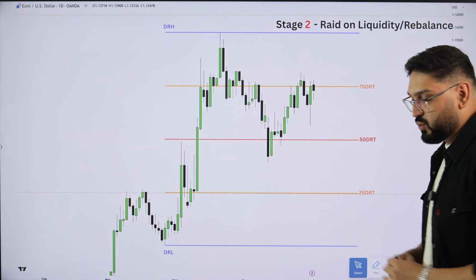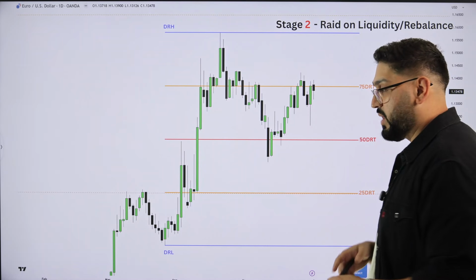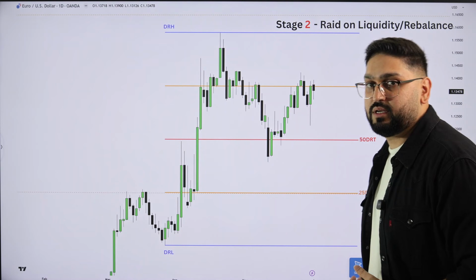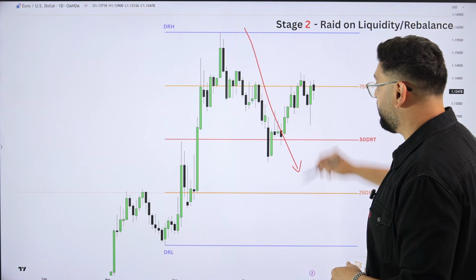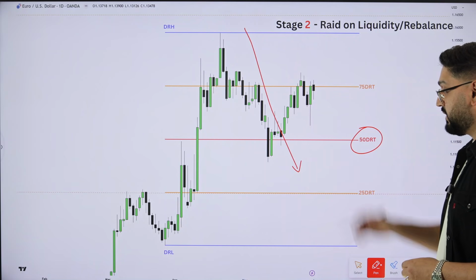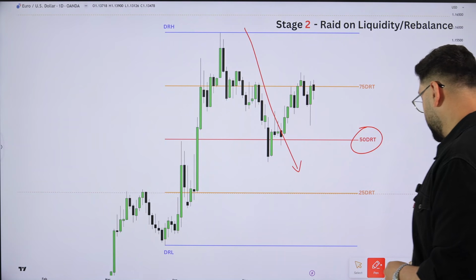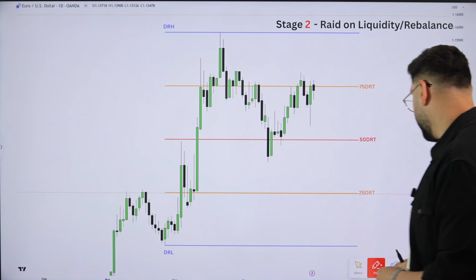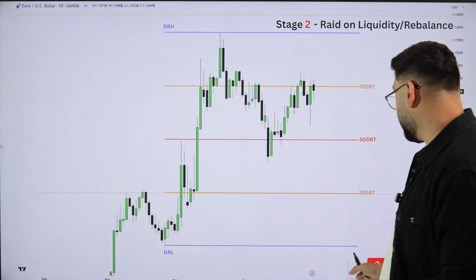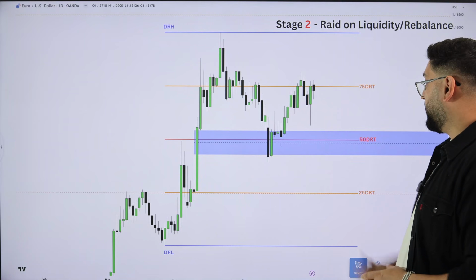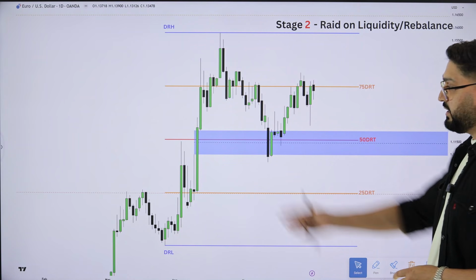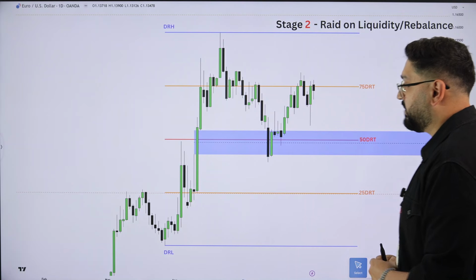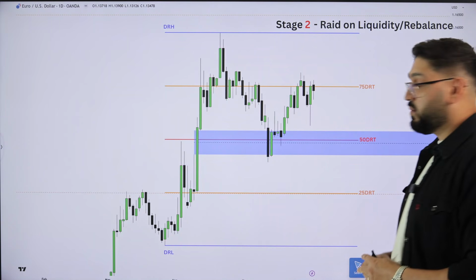Now, after stage 1, when we have identified our higher time frame type 2 dealing range, we can use this current dealing range as a type 1 dealing range, and therefore we anticipate price to drop back below the 50 DRT level into a discount market. Now, for stage 2, we want to see a raid on liquidity and/or a rebalance of an inefficiency. And we can clearly see that the market drops lower below equilibrium and into our buy side imbalance that also nests at that equilibrium level. Again, this is something that we call our measuring gap.